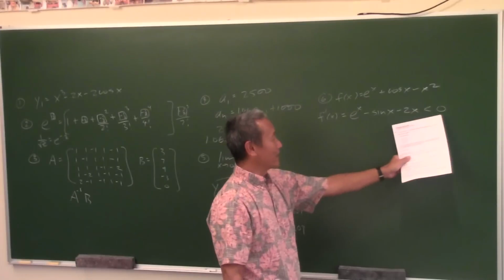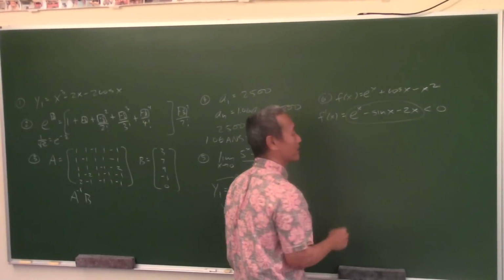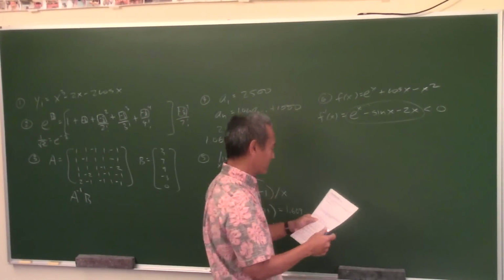So how do you solve any inequality? You make one side zero, which it is. You graph this on your calculator, and then you look where the graph is below the x-axis. I think we can handle that.